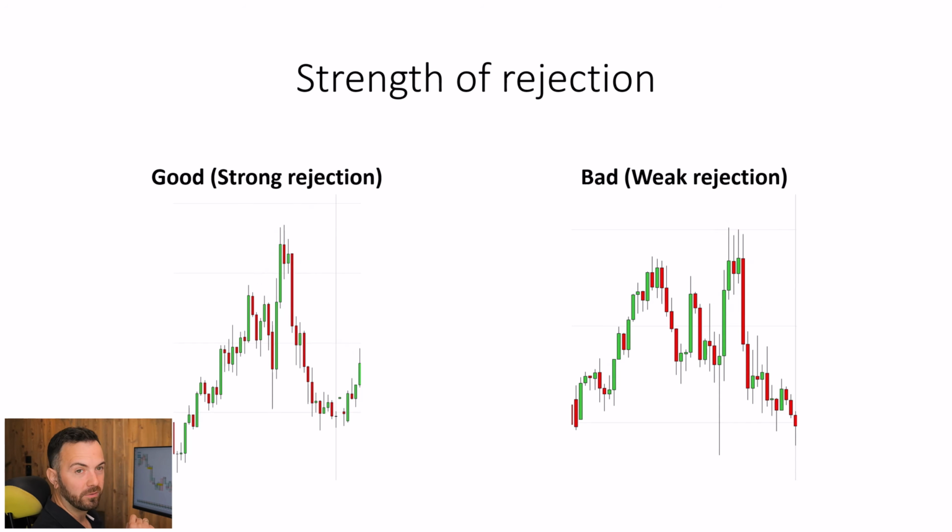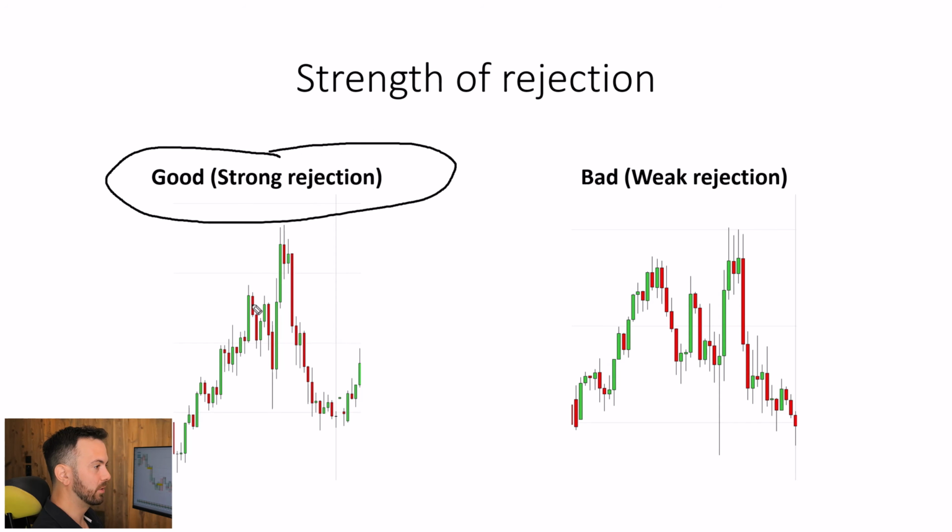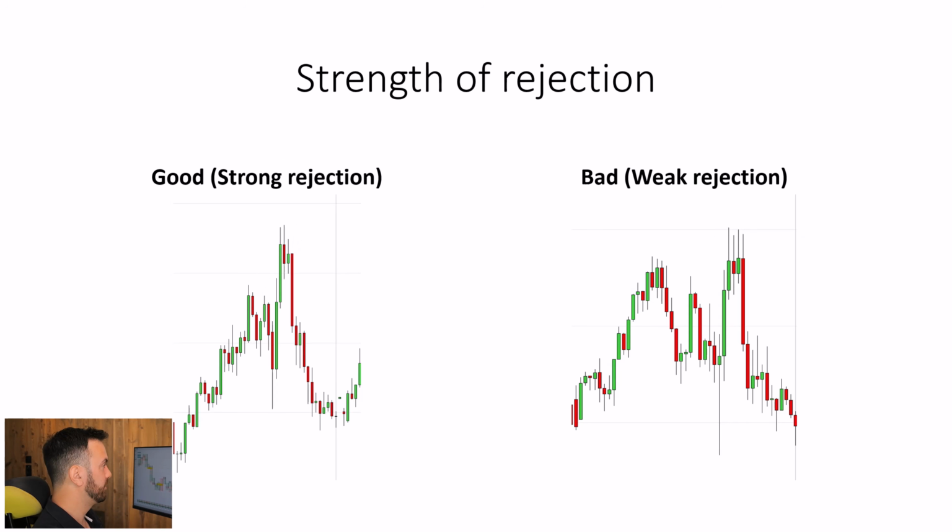So the second point from that checklist is that the rejection needs to be strong. It should look like this, not like this. Okay? We need to see aggression. That's what the rejections are all about, right? So that's the second point.